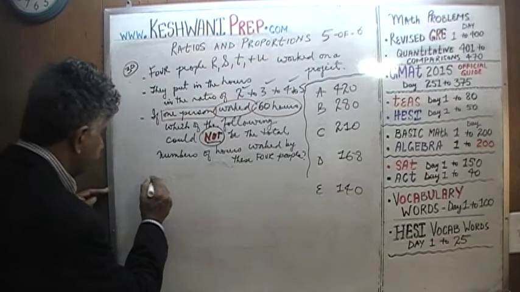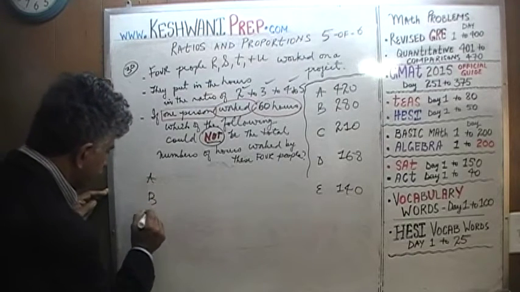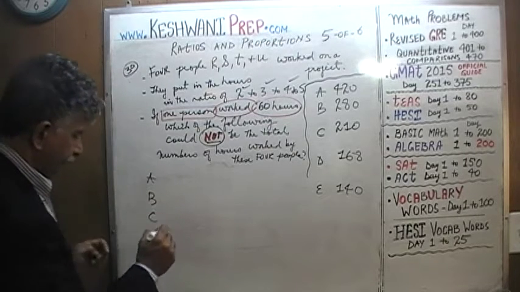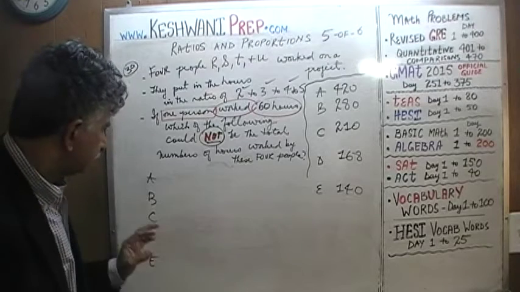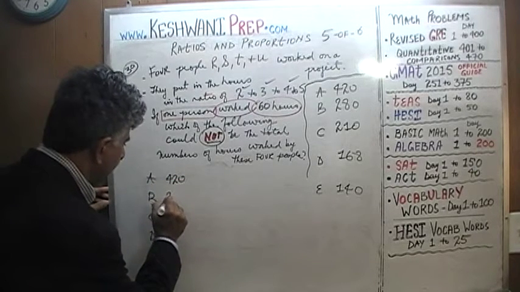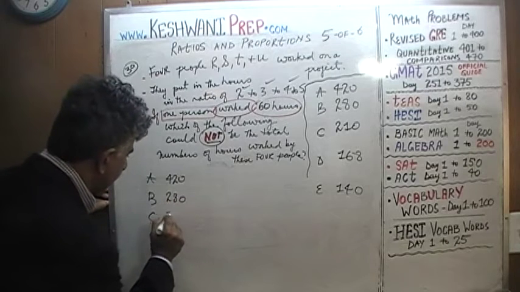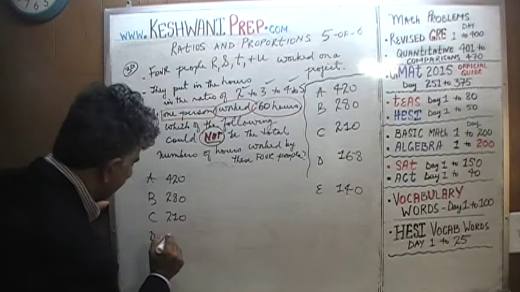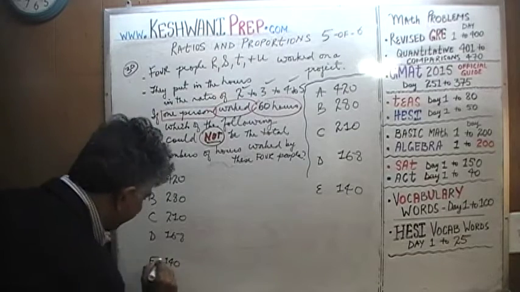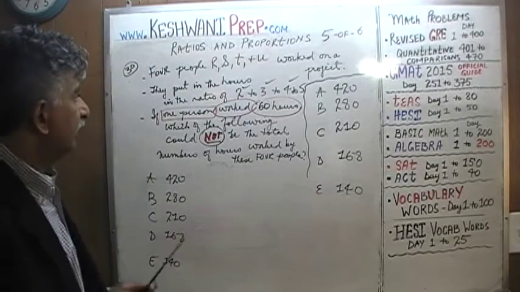Let's see what we can do. So we have A, B, C, D, and E. We have 420, we have 280, we have 210, we have 168, and finally we have 140. First thing we need to do is figure out what these add up to.